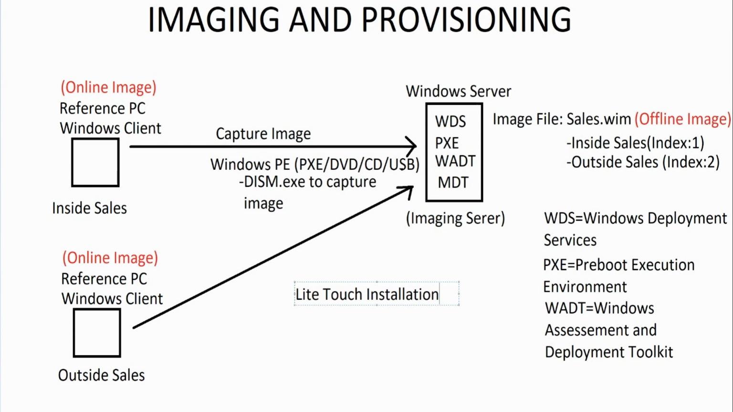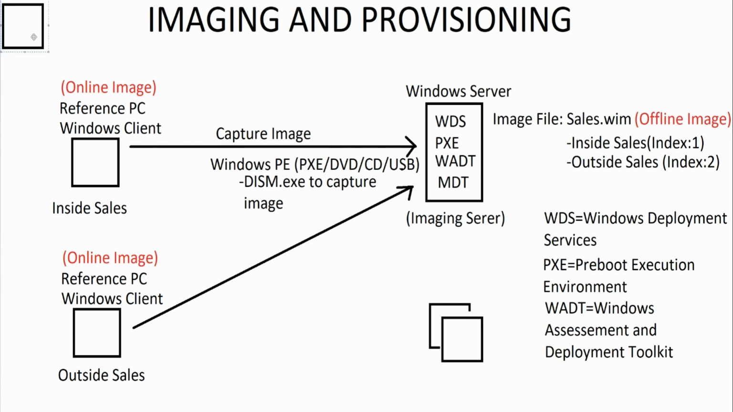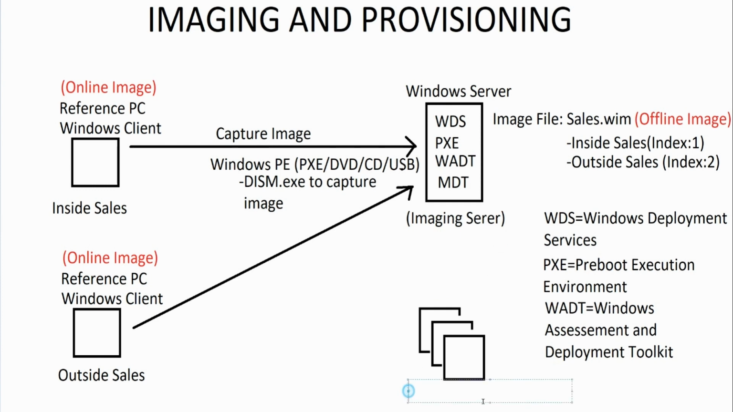Now, why is it a light touch installation? Because I still have to put my hands on the computer. I still had to put my hands on these computers to capture the image, and you also have to put your hands on the computer when you're deploying an image. So imagine a scenario where these machines right here are my target machines or destination computers. Okay, so we'll say we have 50 new computers, and these are our destination PCs.